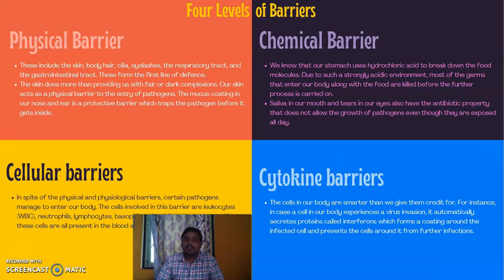The second level of barrier we have is chemical barriers. We know that our stomach uses hydrochloric acid to break down the food molecules. Due to such a strongly acidic environment, most of the germs that enter our body along with the food are killed before the further process is carried on. But this chemical barrier is not just present in our stomach, it is present in different parts of our body.